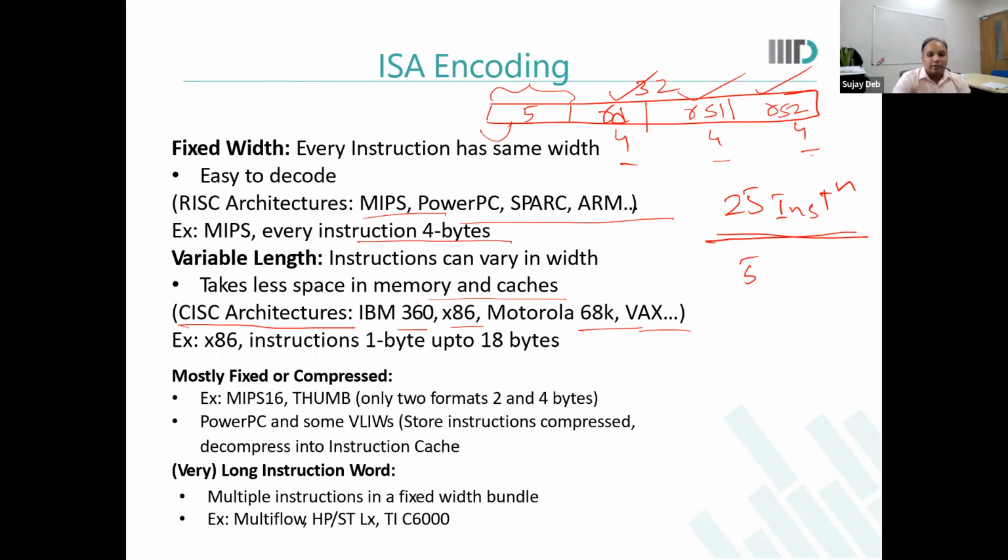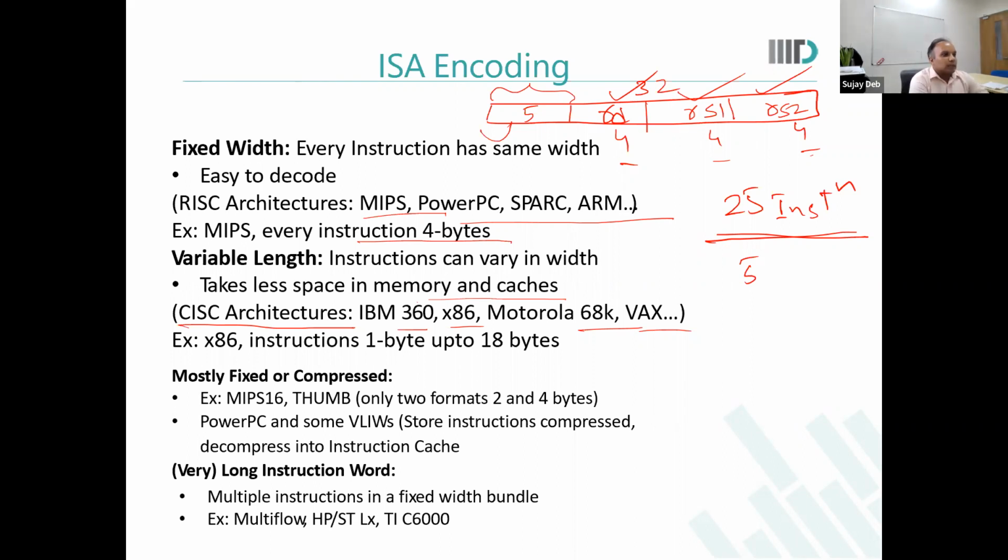So these ISAs try to take advantage of both worlds and make things more efficient. The very long instruction word, VLIW, kind of instruction, basically puts multiple instructions together to create a bundle. All the instructions which can go in parallel are put together into a bundle, and that results in your instruction word being pretty long. So we'll talk about VLIW if time permits.